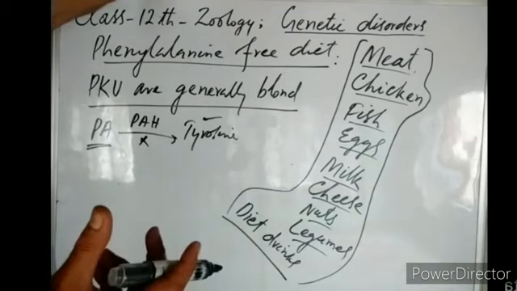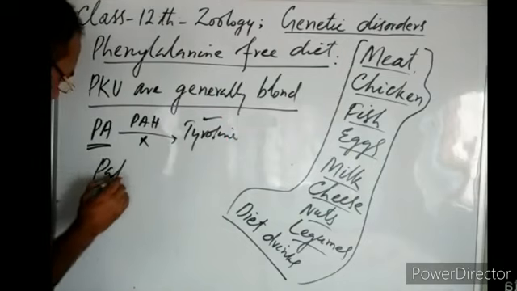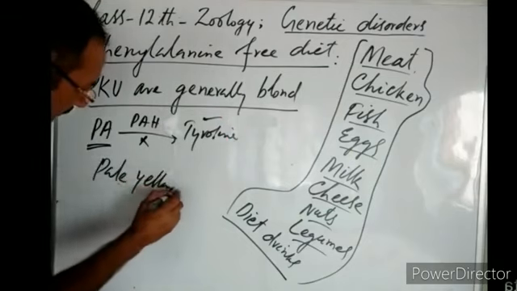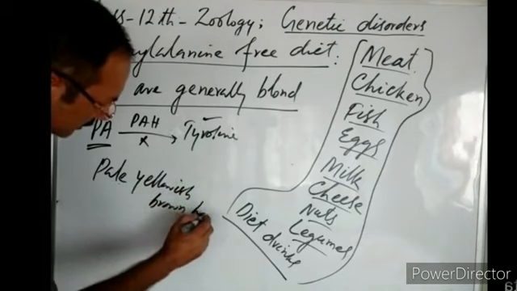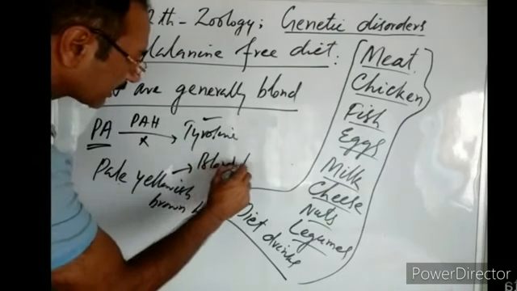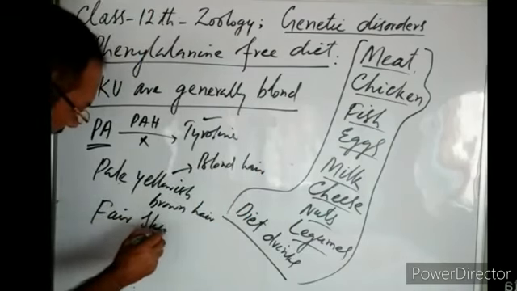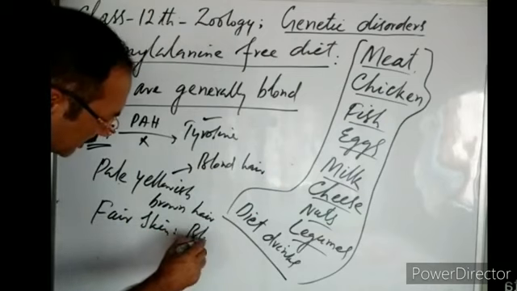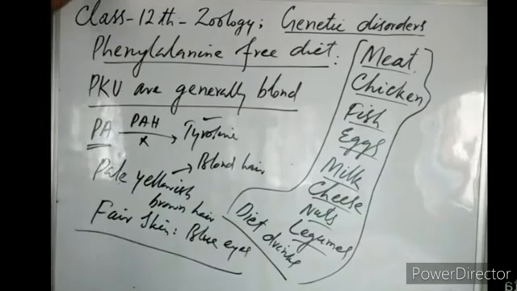Due to lack of melanin pigment, the person develops pale yellowish brown hair. This pale yellowish brown hair is known as blonde hair. The person develops blonde hair, fair skin. A person may have blue eyes. These are all the features of blondes, right? So this explains why persons suffering from PKU are generally blonde.